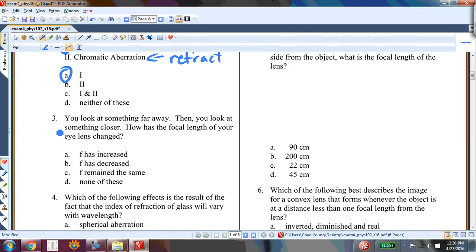You look at something far away, then you look at something closer. How has the focal length of your eye changed? All right, so this is your eye. If you're looking at something far away, the light rays are parallel and they'll focus at the retina. So your focal point at its longest is at your retina. And then when I look at something that's nearby, my image distance remains the same, but my focal point is going to move here. And we can see with the ray diagrams that if I draw my ray diagrams, that puts an image here, but my focal point has to be shorter, so F has decreased.